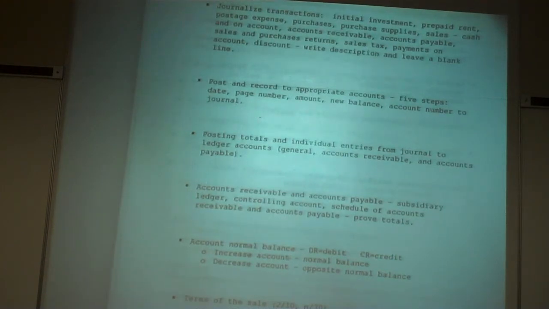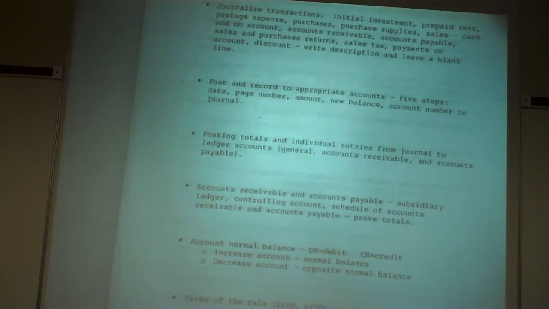It's not too early to start going back and looking at the chapter summaries, right? We haven't used some of those things for a while, but you're going to see some questions all the way back to chapter 1. Post and record to the appropriate accounts, the 5 steps. Please pay attention to that.